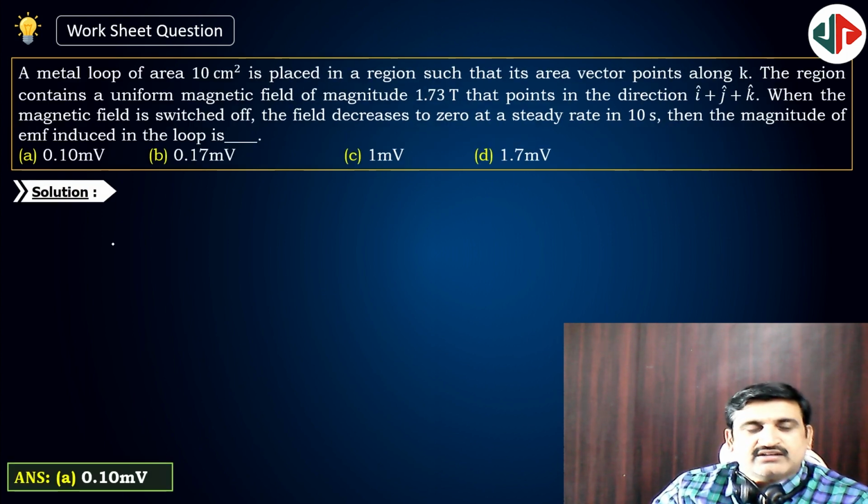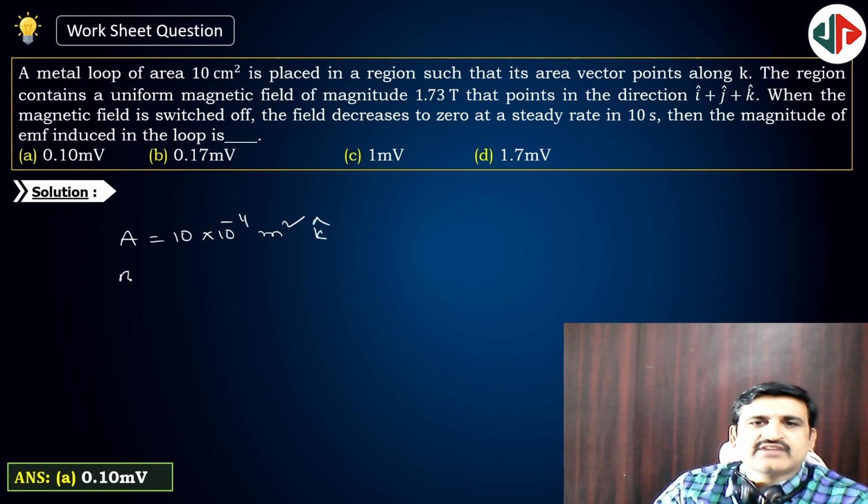A metal loop of area A equal to 10 into 10 to the power of minus 4 meter square is placed in a region which is k cap, and magnetic field induction B equal to 1.73 in a position i plus j plus k. It's a position, it's not a position vector. If you divide with root 3 its magnitude, then only position vector will come. If it is switched off, field decreases from 0 to that extent is 10 seconds. Then what is the magnitude of induced EMF?